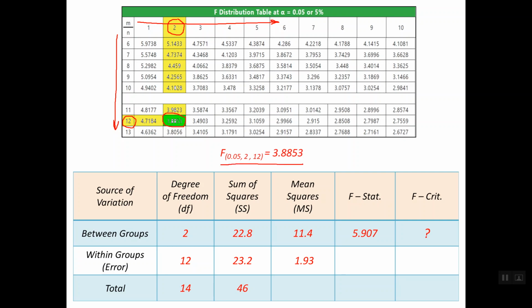So this is the value of F, equal to 3.8853. By this, we finished all the calculations needed to fill the cells inside the one-way ANOVA table. So in order to draw a decision, should we accept the null hypothesis, which states that the means of the three operators are the same, or should we reject it and accept the alternative hypothesis, which states that at least one of these three means is different from the others?